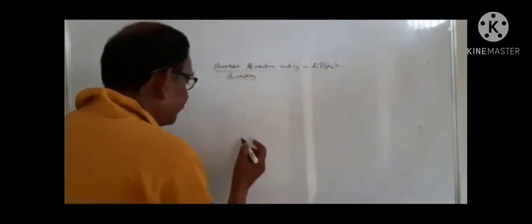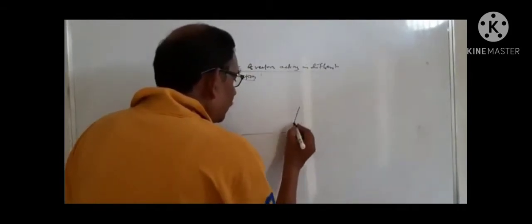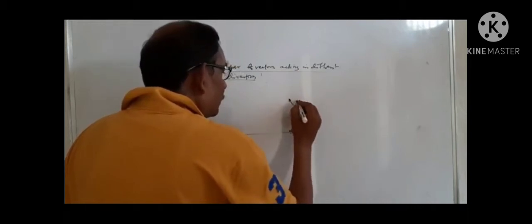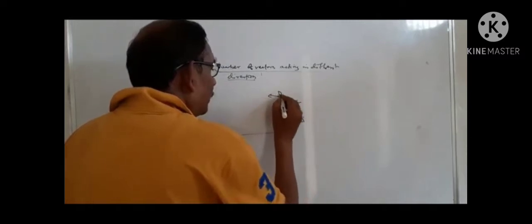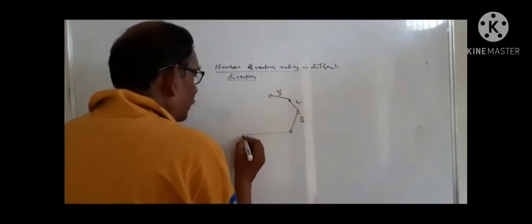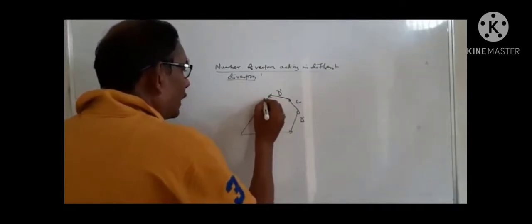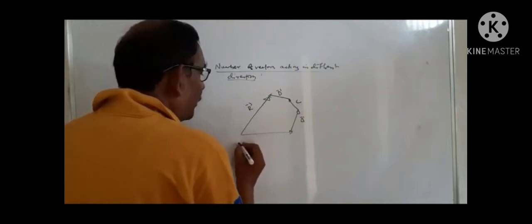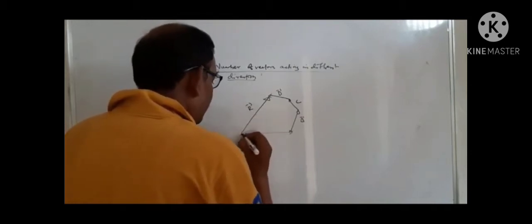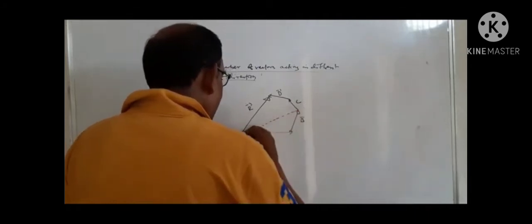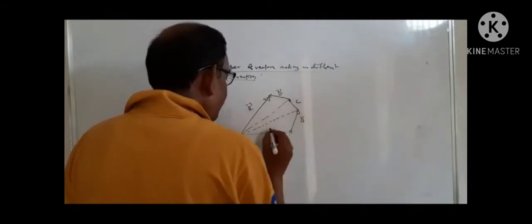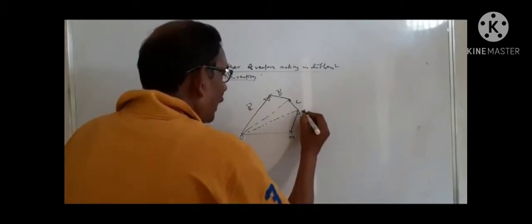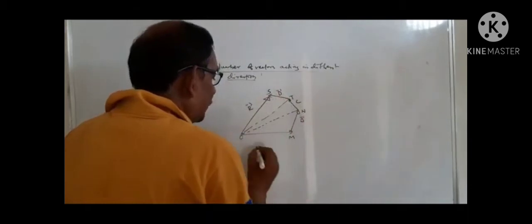You take this one. This is your B. This is your C. This is your D. And the closing side gives you the resultant R. So how to determine the resultant? To form a triangle like this. It is O, M, N, T, S, suppose that.